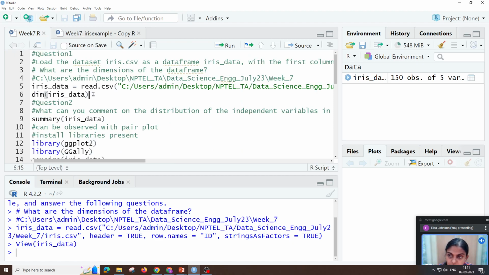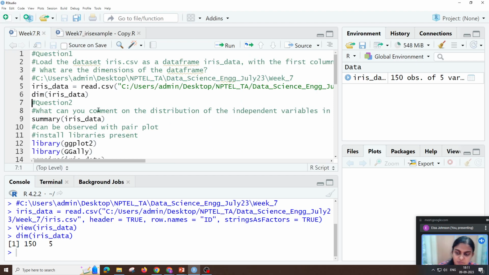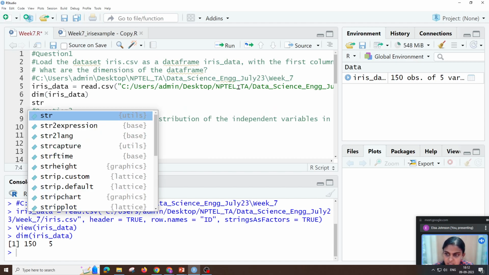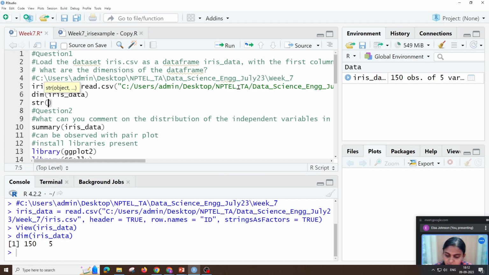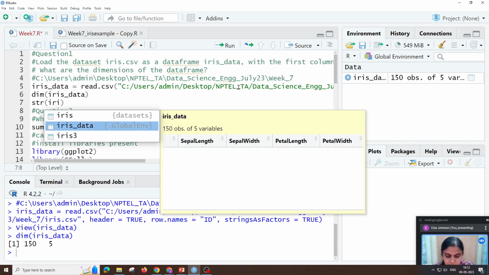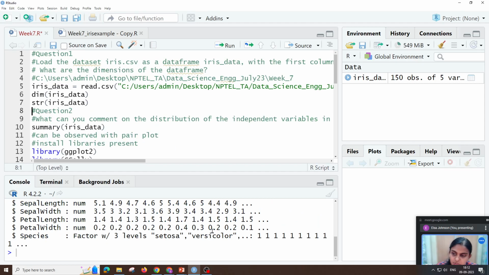So first we will see the dimension. When you get data, you can see the dimension, then maybe the summary to get some information about the data, then str of the data, which we have done earlier also. If you do str of iris_data, you will get the different data types of the data frame that we have created. Then likewise many things you can do, like head, tail, sample, etc.